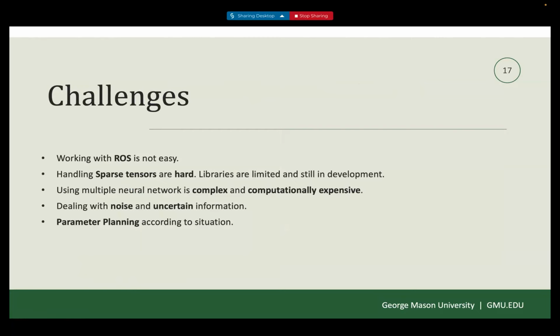So first of all, working with ROS is not easy. So probably everyone knows this by now. And handling sparse tensors is hard because there are very few, limited libraries, and some of them are still in development. One is from TuSimple and another one is, I think, from NVIDIA. So those are the two libraries that you could rely on. And the library that we are using also does not have a lot of documentation. You have to just read it and understand it.